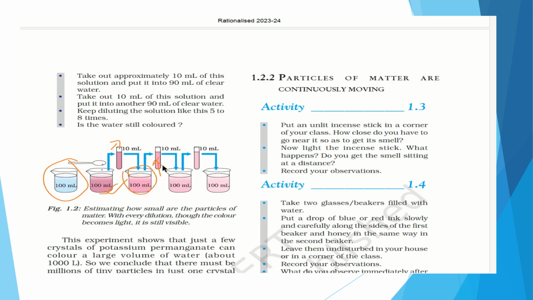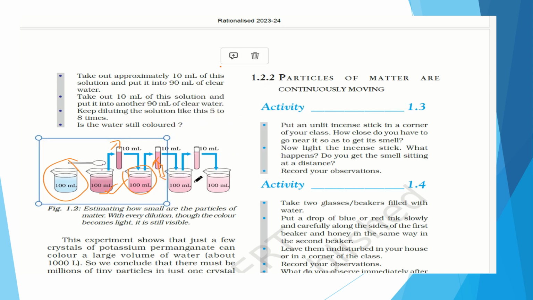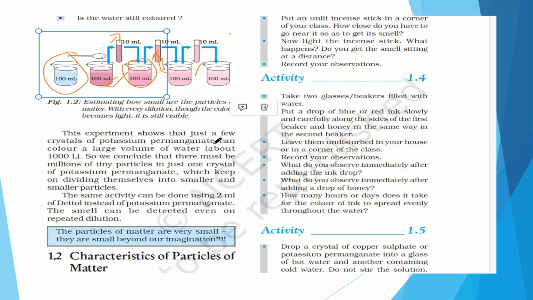Again taking out 10 ml of clear solution and making it 100. Again the same thing continues. So what we can see at last is, is the water color the same? No. So we can estimate how small these particles are. This experiment shows that just a few crystals of potassium permanganate can color a large volume of water, about 1000 liters. So we can conclude that there must be millions of tiny particles in one crystal of potassium permanganate, which keep dividing into smaller and smaller particles.